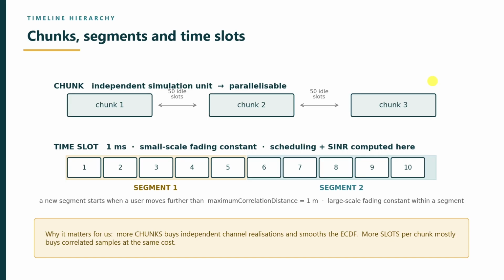The consequence is that the budget is spent in two ways. More chunks bring independent channel realizations, which is what smooths a distribution. More slots per chunk bring correlated samples at nearly the same cost. It is exactly why we raised the chunk count from 2 to 10.